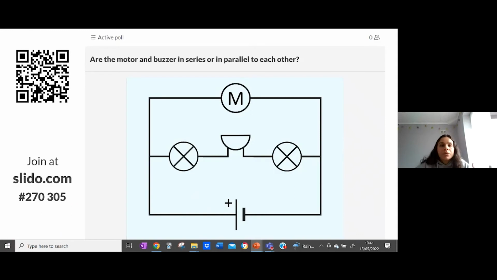So, are the motor and buzzer in series or in parallel to each other? So if you could just get back on that Slido to answer this question, please.